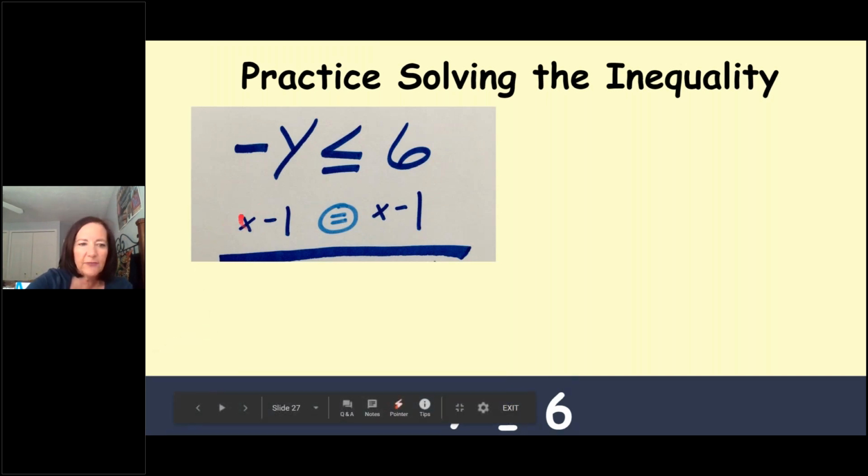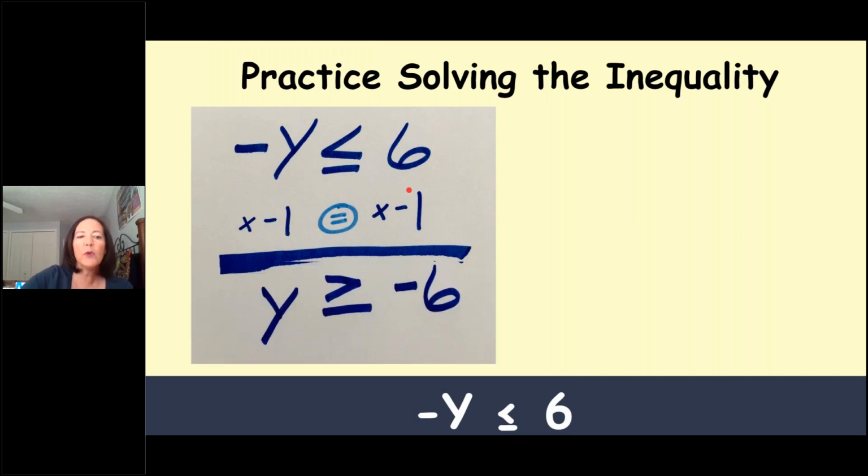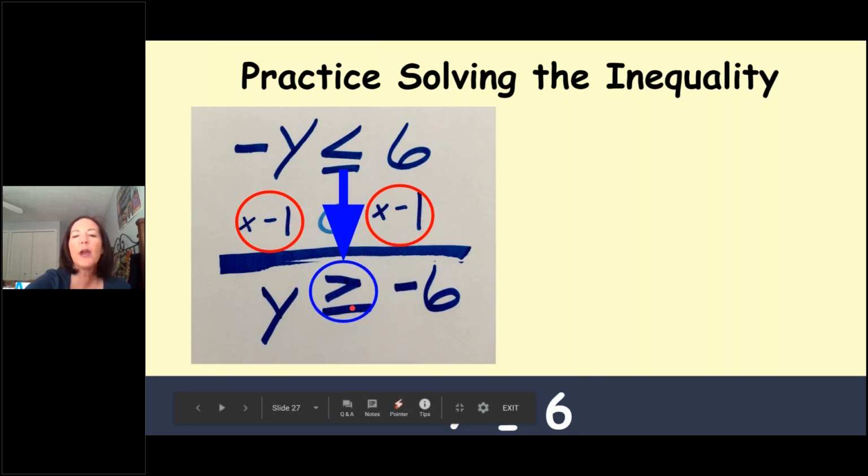It gets confusing. This is not a variable x, this means multiply. So we're multiplying the left and the right by -1. When we multiply by -1, our inequality symbol flips the opposite direction. We used to have a less than or equal to symbol, but because we were multiplying by -1, the symbol flips around and it becomes y is greater than or equal to -6. Does that make sense? Everything changed.